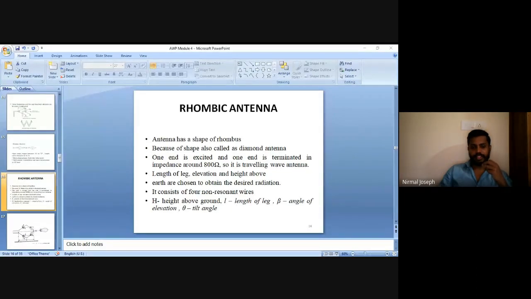Yes, V antenna. We have finished V antennas. We saw the broad classification of antennas into resonant and non-resonant antennas. Then we discussed the V antenna, and what we saw basically was whether a V antenna is a resonant antenna or a non-resonant antenna.